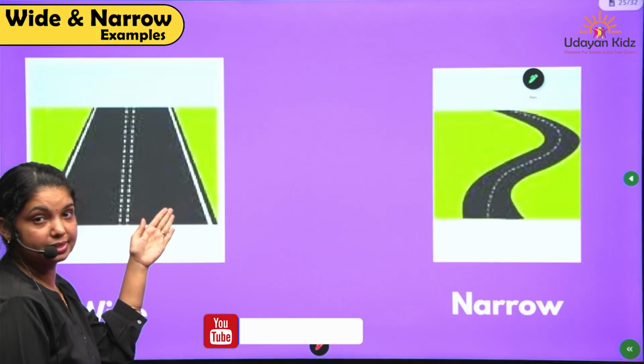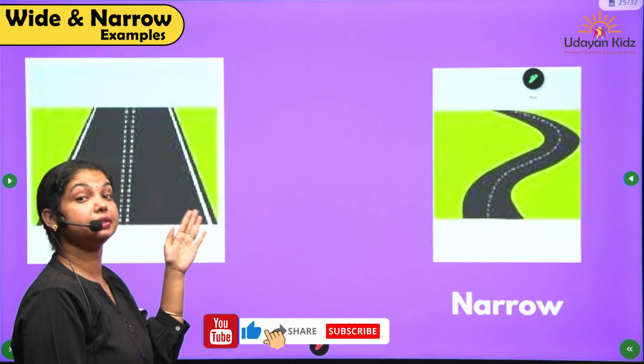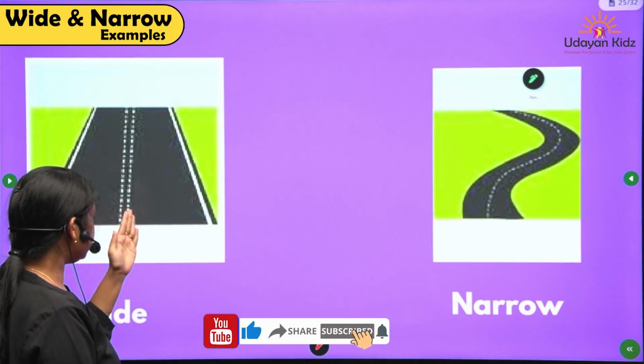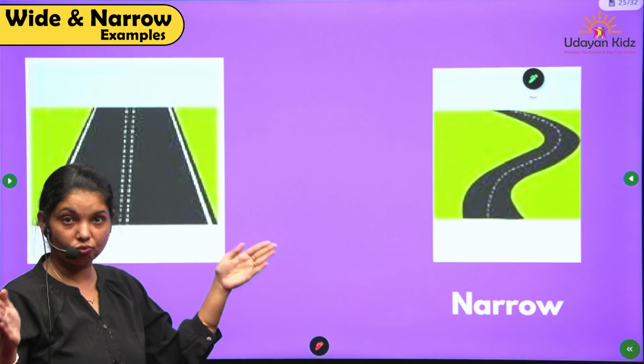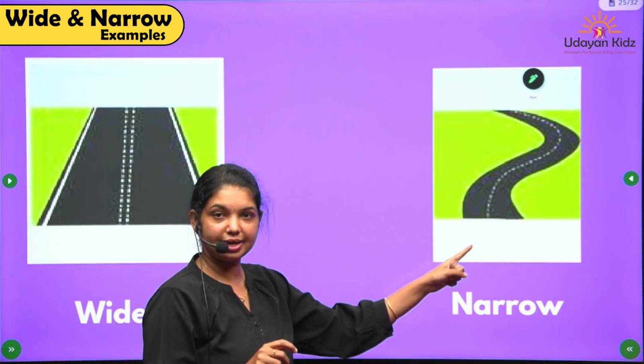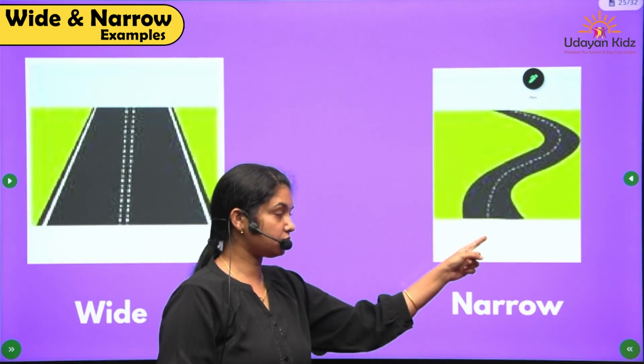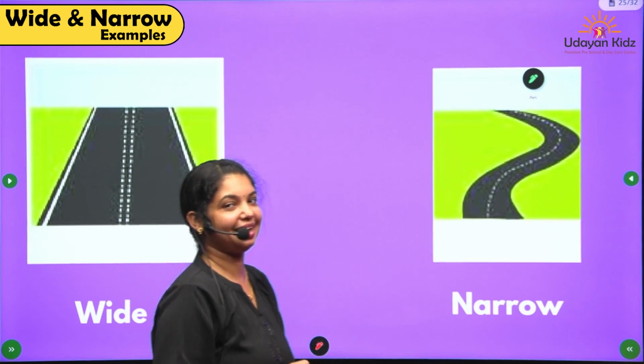And what are these? These are roads. This road is wide. And this one is narrow. Very good, children.